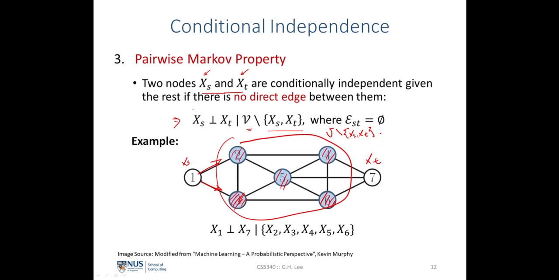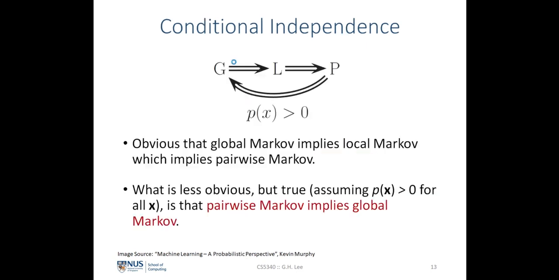And any graphical model that fulfills this particular observation over here, we say that it fulfills the pairwise Markov property. So it's obvious that the global Markov property implies the local Markov properties, which also implies the pairwise Markov property by simply adjusting the size of the nodes.